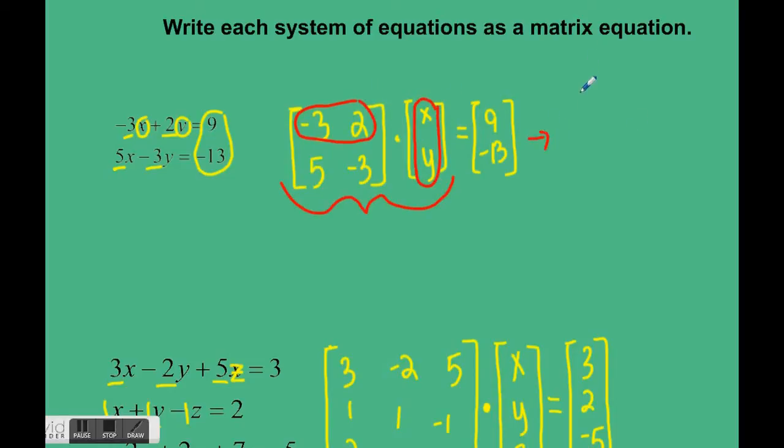So if I were to check myself, first I would take negative 3 times x and add that to 2 times y. In my second row, I'd have 5 times x and negative 3 times y equal to both of my solutions. So if you want to double check yourself, you will now notice that the check that I have done in red matches my original system of equations, so that I know I have set up my matrix equations correctly.